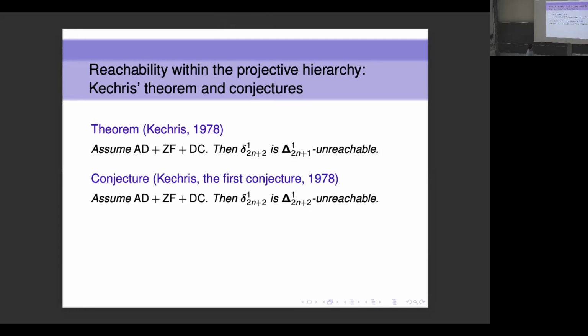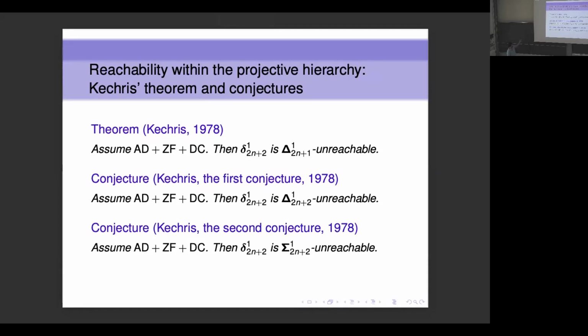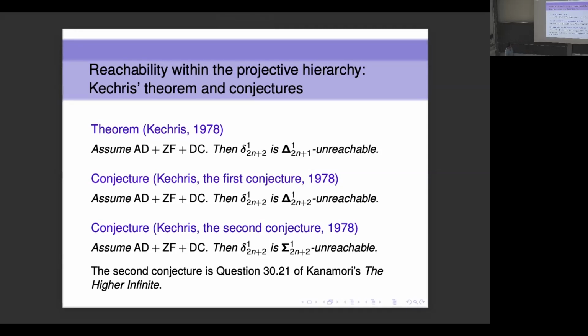The first one says delta 1, 2n plus 2 is delta 1, 2n plus 2 unreachable. If you're not familiar with these deltas, take n equals 0, and then delta 1, 2 is omega 2. That was the first one. The second one is stronger. Of course, if you prove the second one, you'll prove the first one. And the second one was in Kanamori's book too.